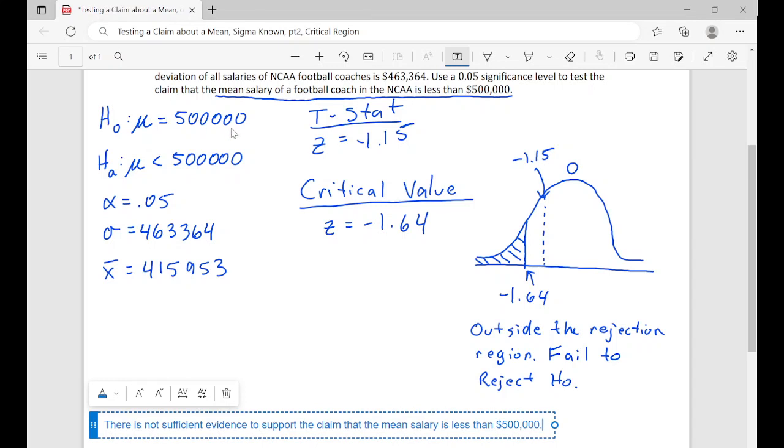And we say that we can't support the claim because the claim up here says that the mean salary is less than 500,000. Since we can't reject the null hypothesis here, that means we have to, by default, say it's most likely the true one. We can't support this, so we have to say that there's not enough evidence to support that it is less than $500,000.